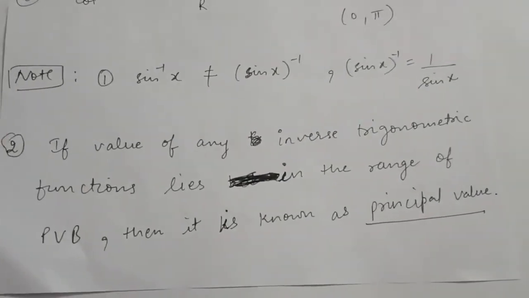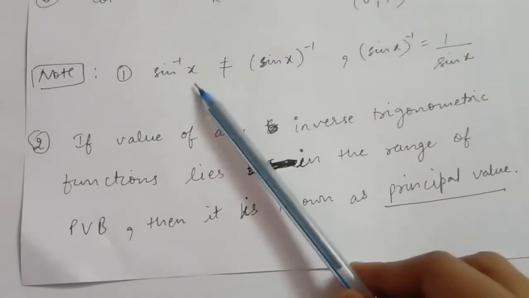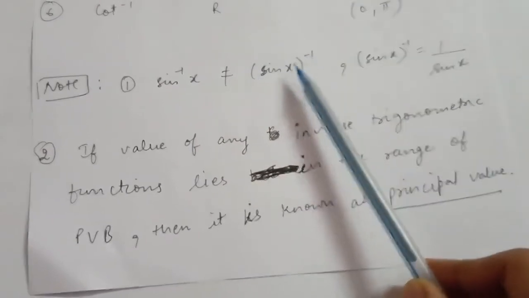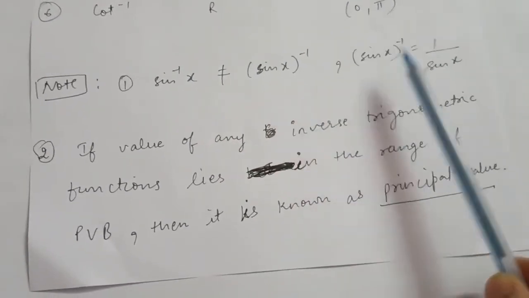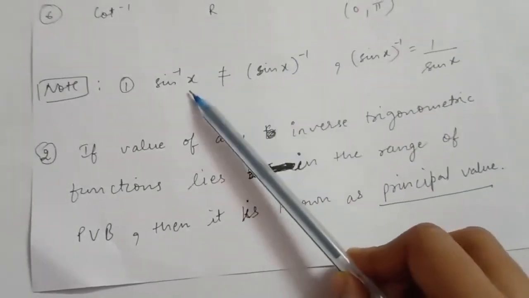The first is that these two terms are not the same. This is sine inverse x, that is an inverse trigonometric function, and this is the inverse of sine x, that is 1 upon sine x. So 1 upon sine x is not equal to sine inverse x.